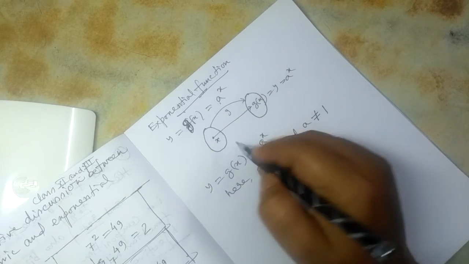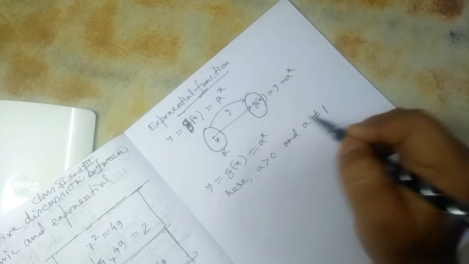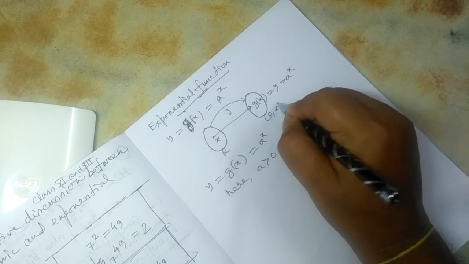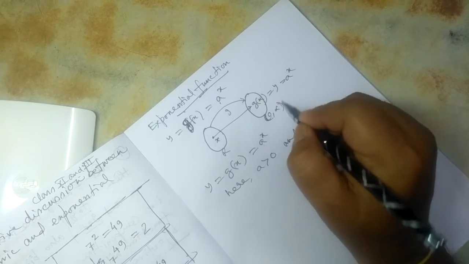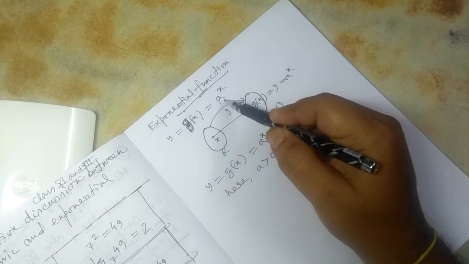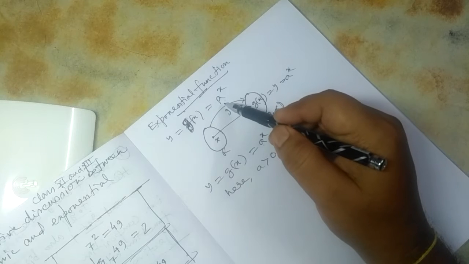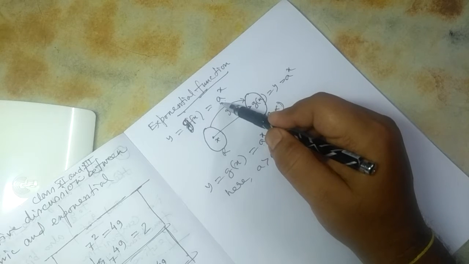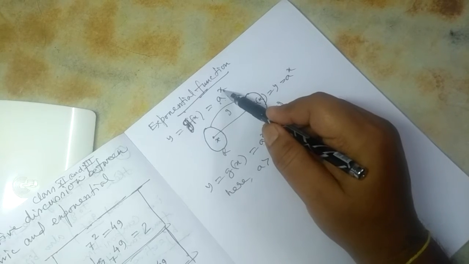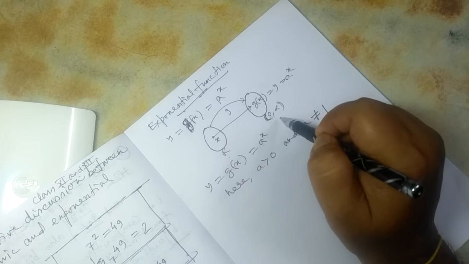X may be any real number. So this is the set of real numbers, and the output is always between 0 to infinity. Because if x is any real number and a is a positive number, then the output will be positive. Now its power may be negative, positive, whatever it may be, the output is going to be positive. So it is R, it is 0 comma infinity.